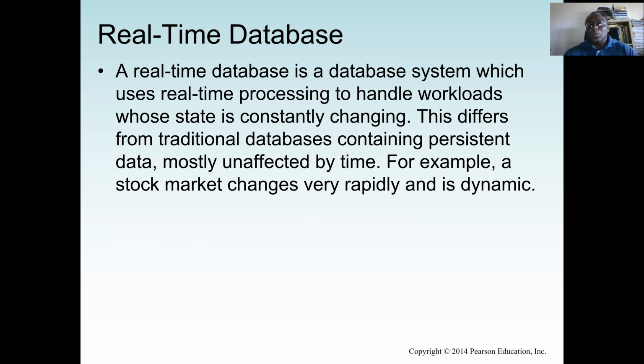A very good example would be the stock price. Stock price is something that's constantly changing. And this differs from traditional databases containing persistent data. In a normal traditional database, the data are permanent, doesn't change, persistent data, mostly unaffected by time. But a real-time database, again, changes based on time. We have temporal data, and the stock market changes very rapidly and is a very dynamic environment.